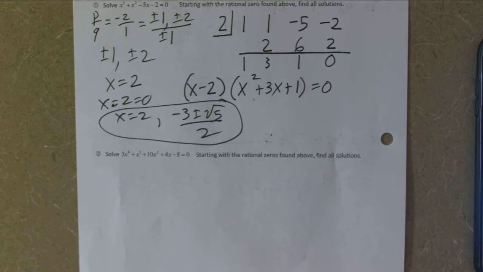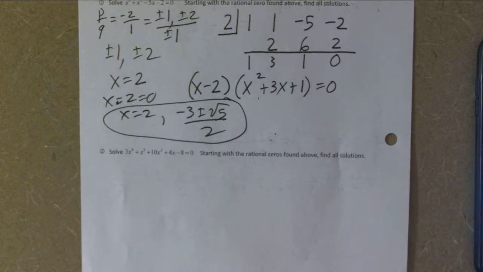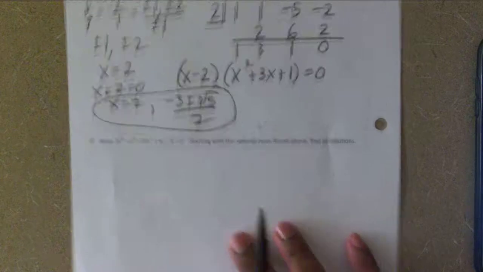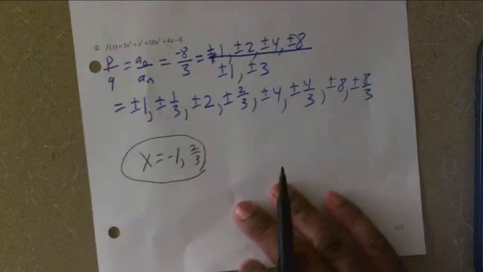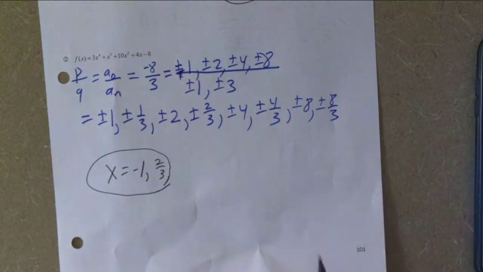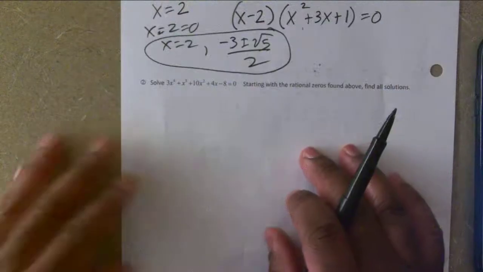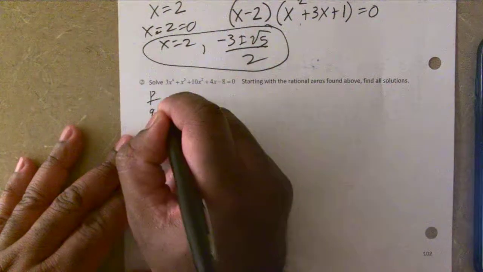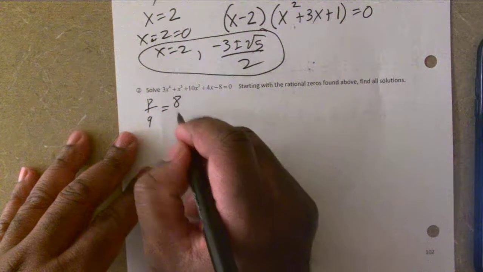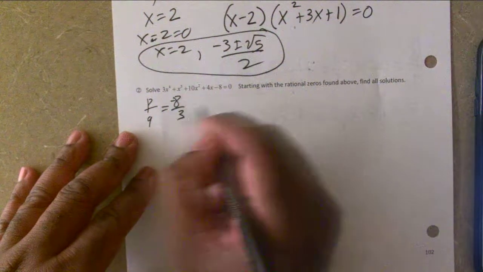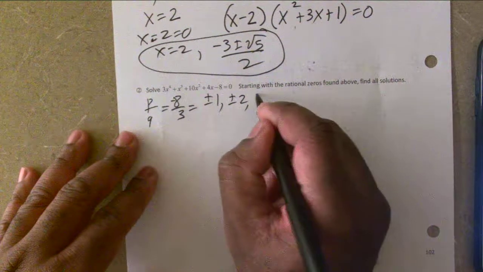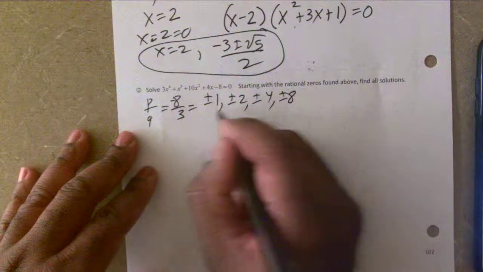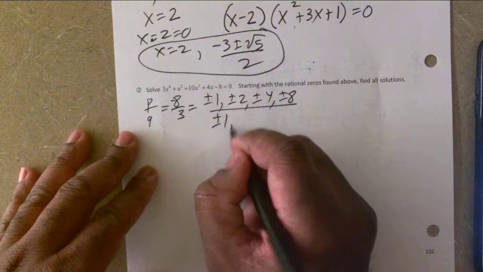Okay, we have this problem here. Now, I am going to say this because we covered this already. If you notice, this number 2 is the same as the number 2 over here. So we could go ahead and write this again like we did before. P over Q is equal to, it'll be negative 8 over 3, which will give us positive or negative 1, positive or negative 2, positive or negative 4, positive or negative 8, all over positive or negative 1, and positive or negative 3.